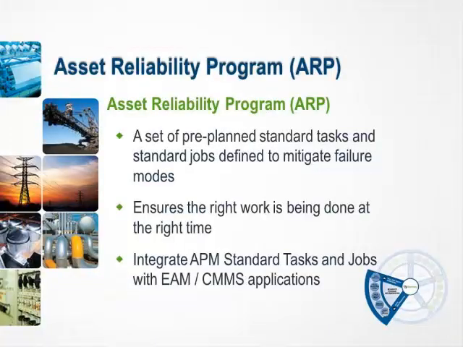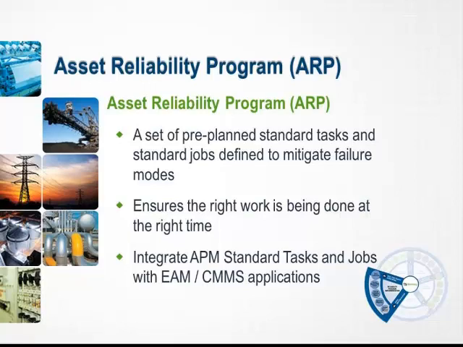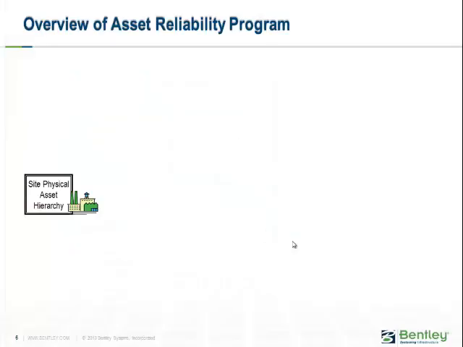So what is an asset reliability program? Well, it is a set of pre-planned standard tasks and standard jobs defined to mitigate failure modes. It ensures that the right work is being done at the right time, and integrates APM standard tasks and jobs with EAM/CMMS applications. It allows you to rapidly implement a sustainable program. It also allows you to collect, consolidate, and analyze equipment condition data.